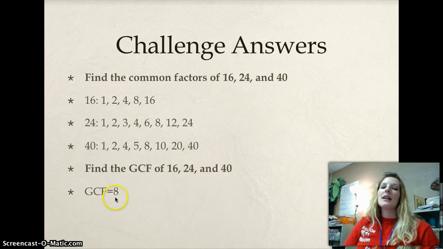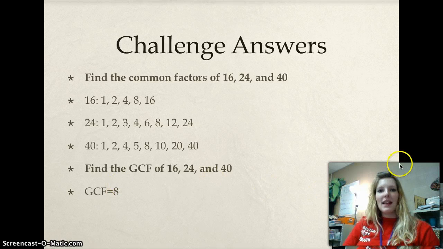GCF equals 8. Hopefully you found that 1 was in common, 2 was in common, 4 was in common, but our greatest one was 8. Seen in all 3 numbers, 8 is the GCF.